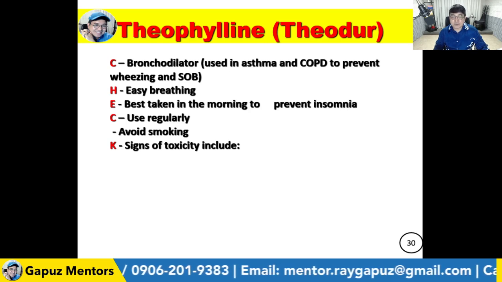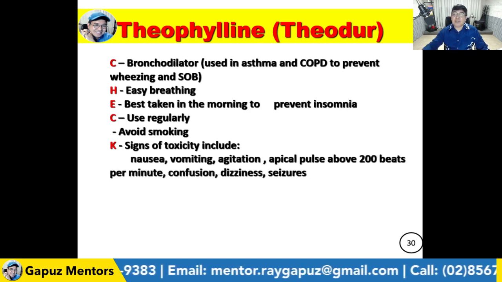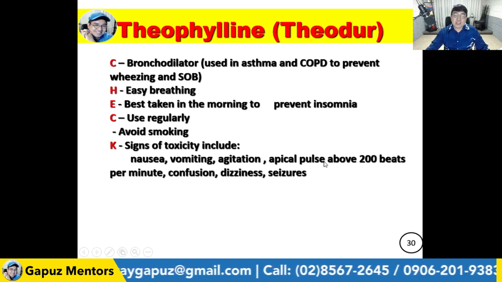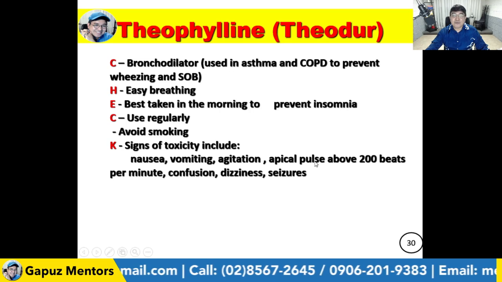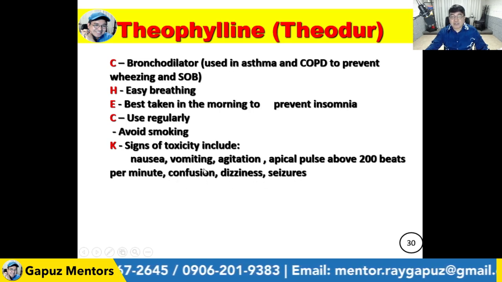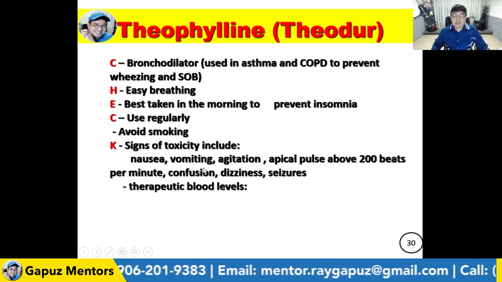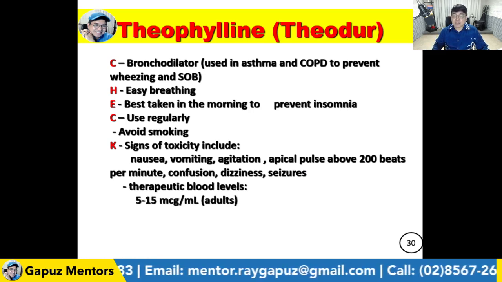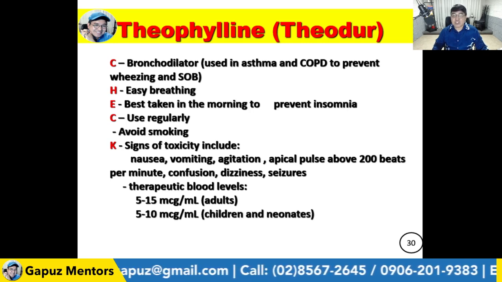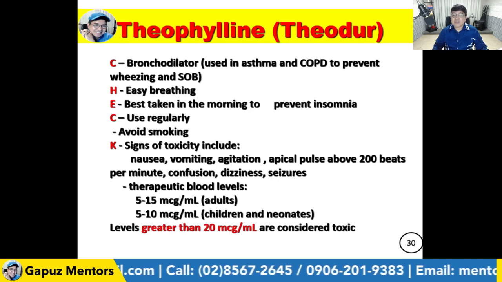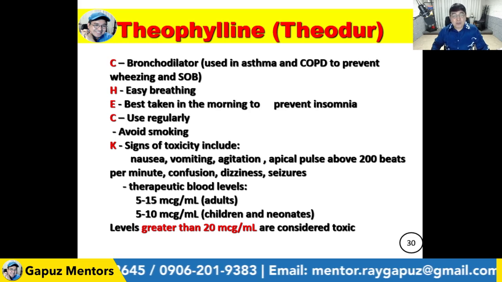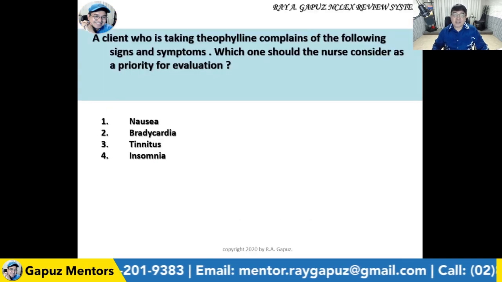Focus on the signs of toxicity, and this includes nausea, vomiting, agitation, apical pulse above 200 beats per minute, which simply means could potentially lead to tachycardia and arrhythmias, confusion, dizziness, and seizures. But the common ones are this: severe nausea and vomiting. Okay, and then the therapeutic blood levels: 5 to 15 micrograms per ml for adults, 5 to 10 micrograms per ml for children and neonates, and then levels greater than 20 micrograms per ml are considered toxic.